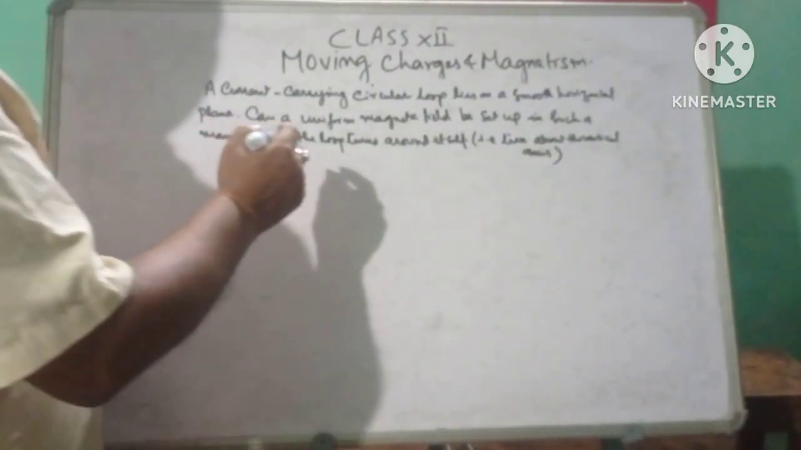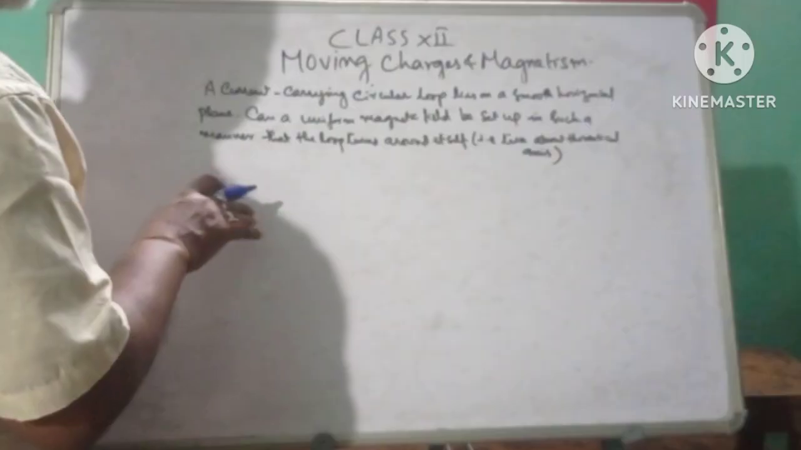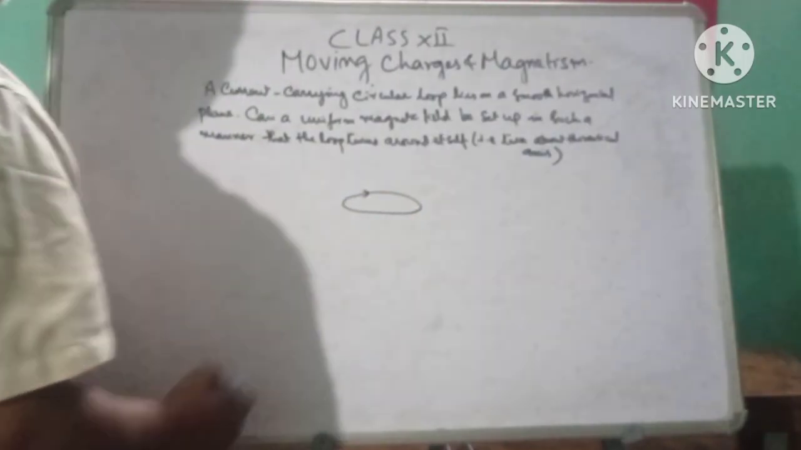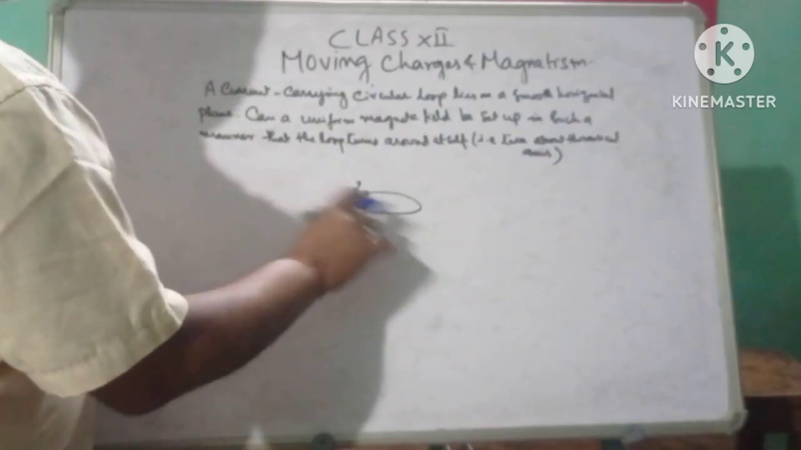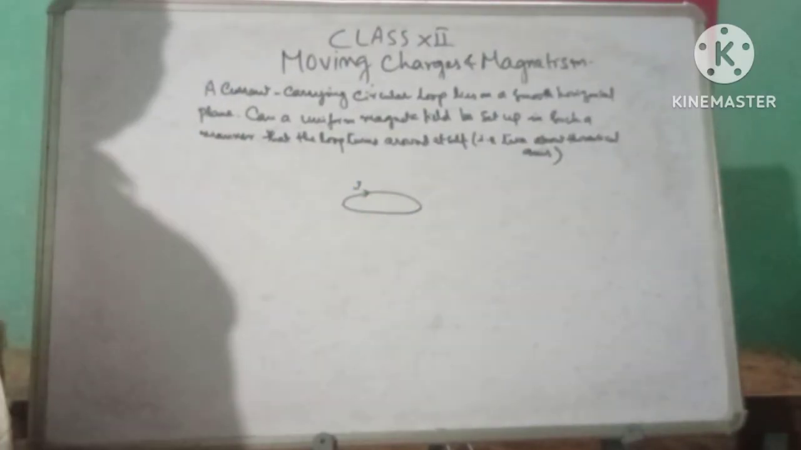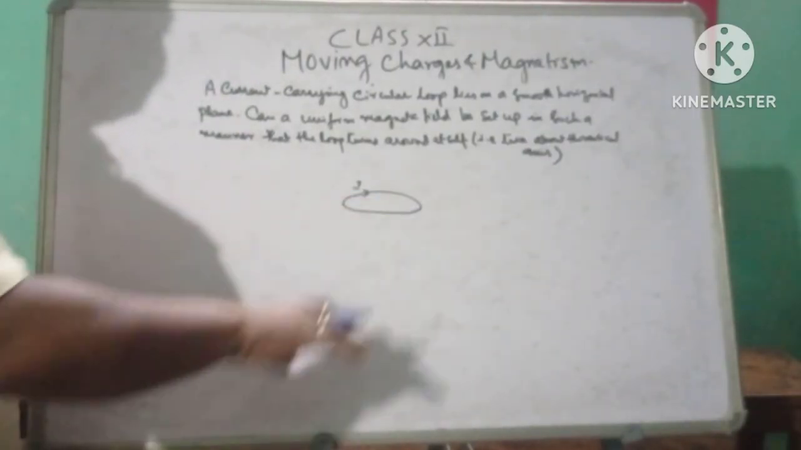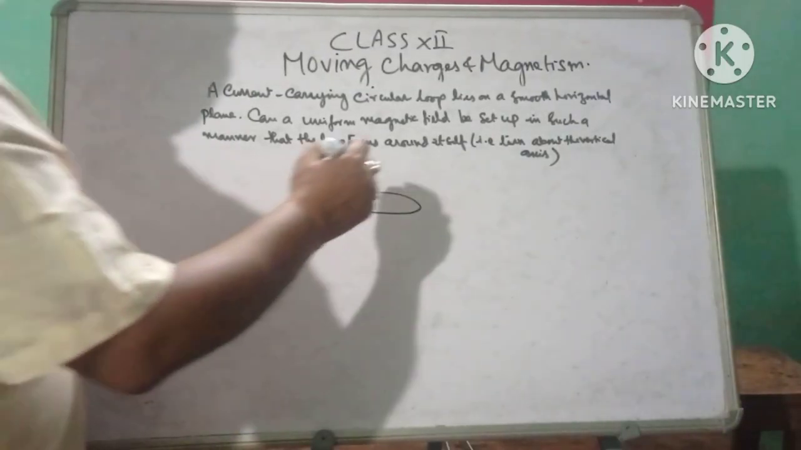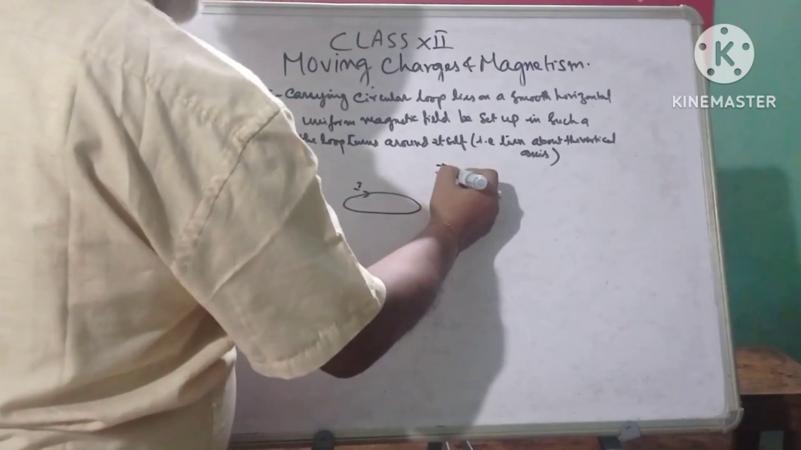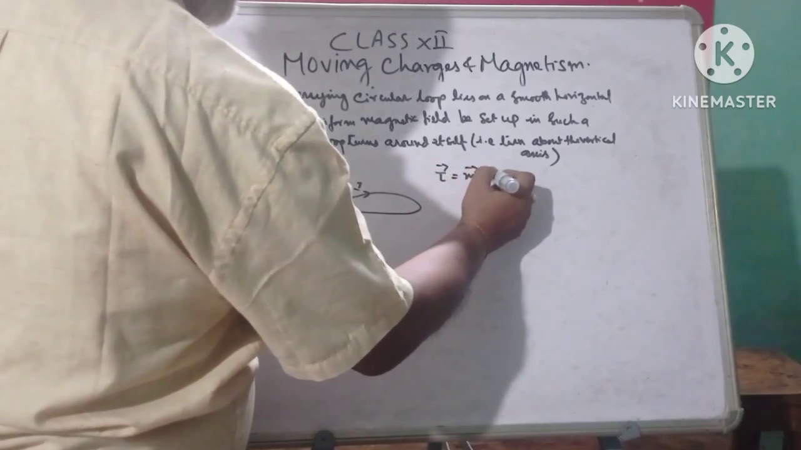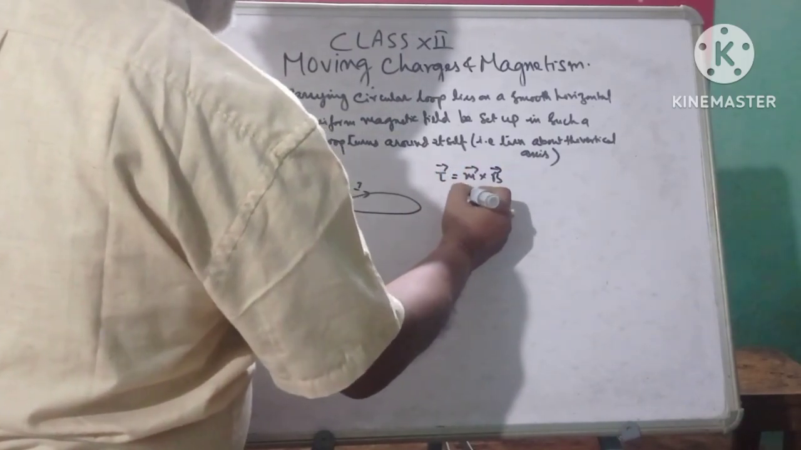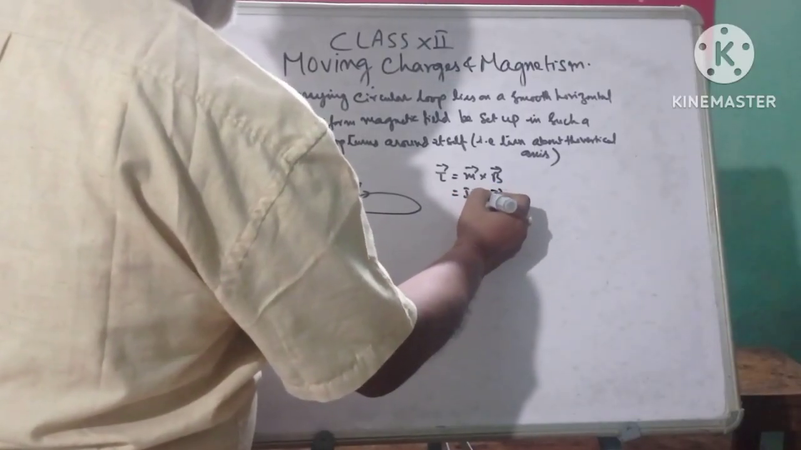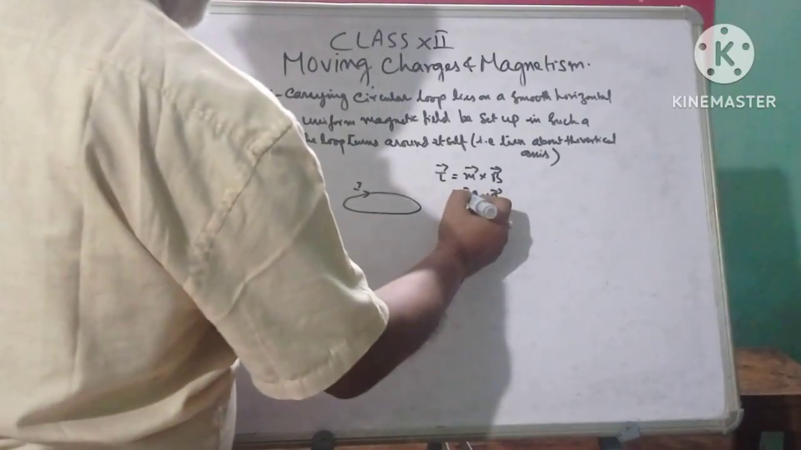A current carrying circular loop lies on a smooth horizontal plane. It is lying on this horizontal plane, which means in the XY plane. So here you know that torque is equal to magnetic moment cross B, and your magnetic moment is I A cross B. This is your magnetic moment. Torque.